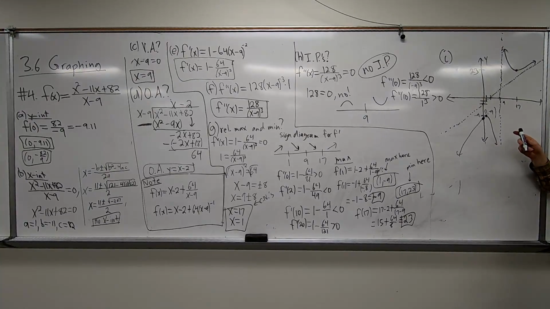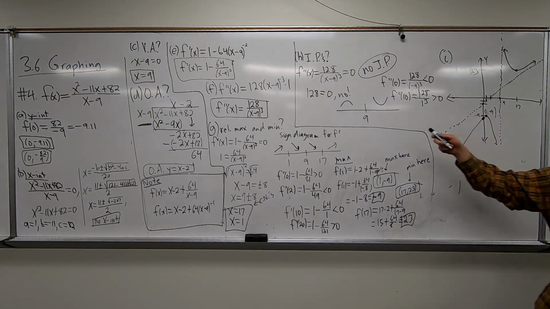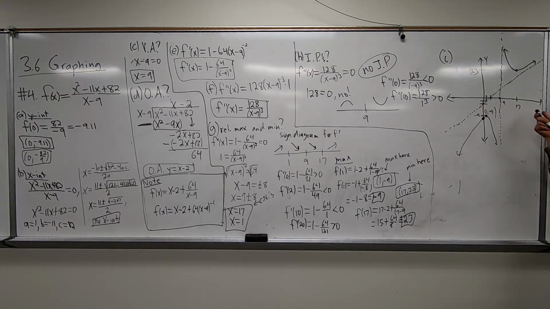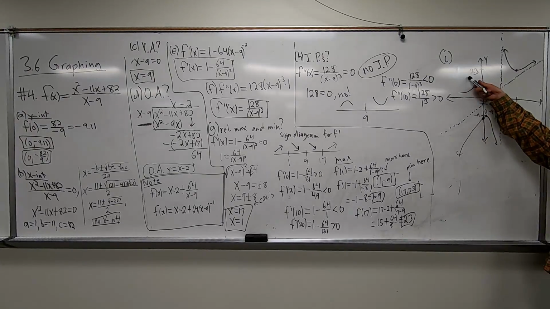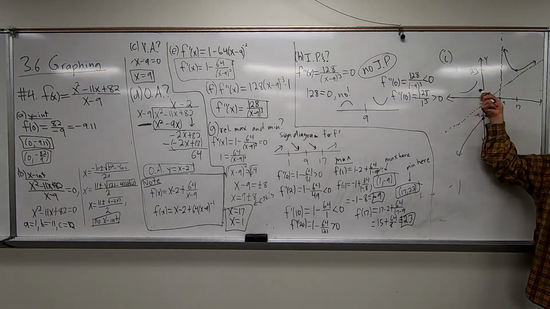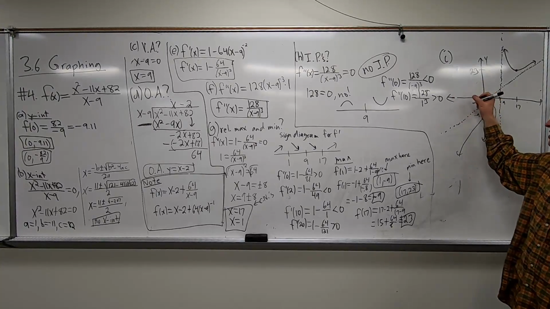Notice it agrees with the concavity, concave down from 0 to 9, concave up from 9 to infinity. By the way, there's nothing here. Because if there was, it would fail the vertical line test and it wouldn't be a function. So you have nothing here. There's nothing here.